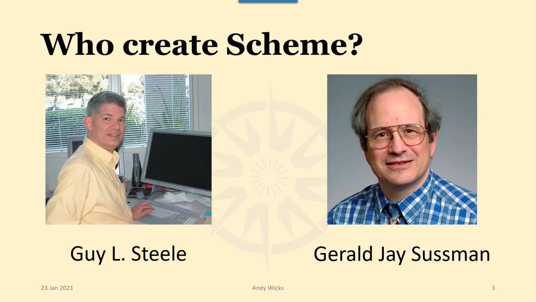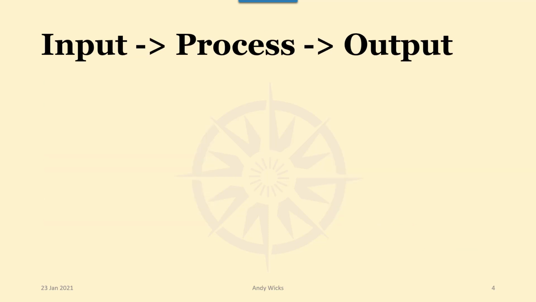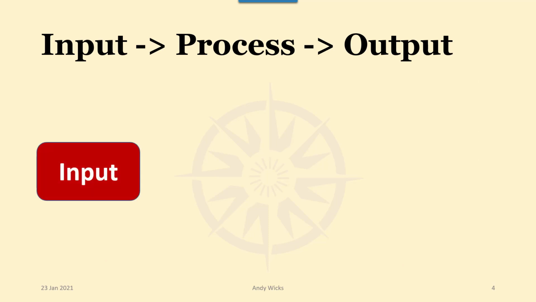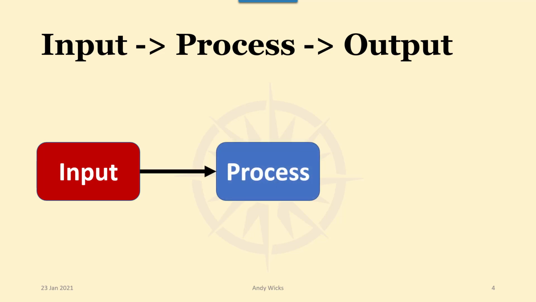So let's get going. Guy Steele and Gerald Sussman are the people who are responsible for Scheme. They're not responsible for functional programming, but they were early adopters. Functional programming relies on input, process, output. Let me explain. If you have some sort of input, that could be anything. That could be the user typing something in, reading from a file, taking something that's being copied from a screen, anything, some sound, a mouse click, anything like that needs to be processed.